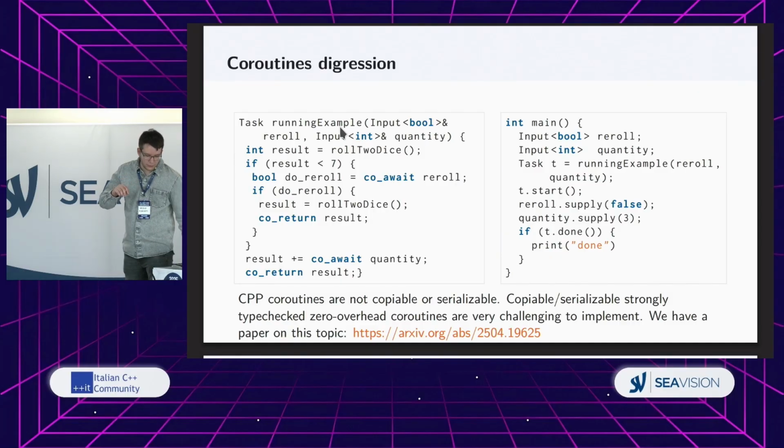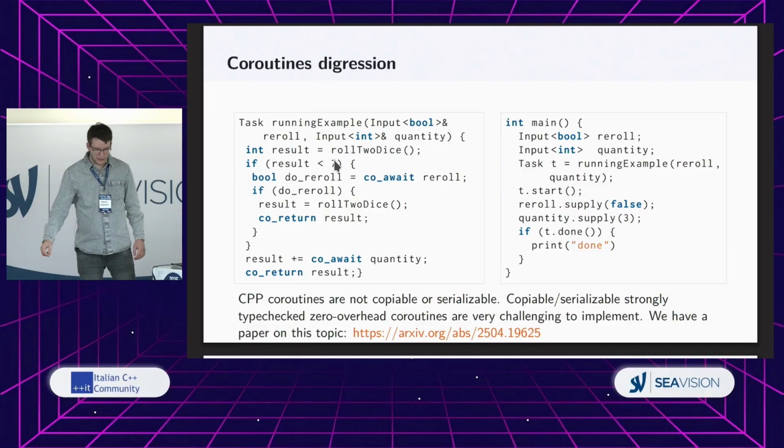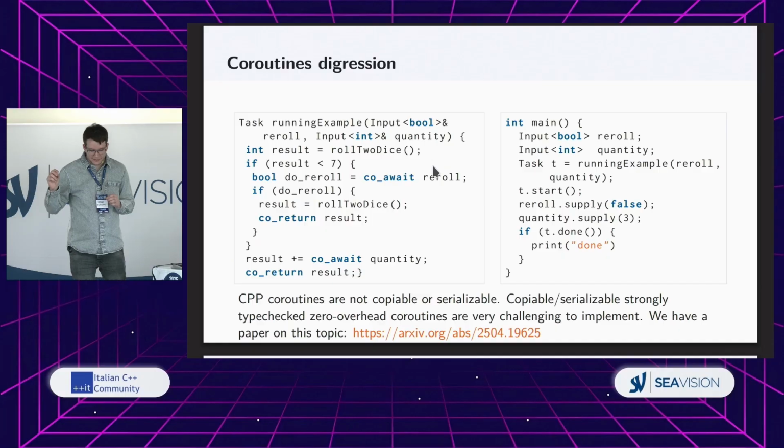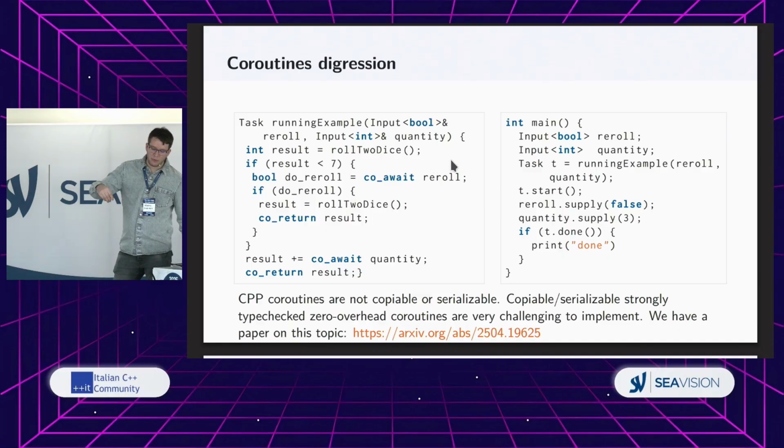When you start the running example, you will execute roll two dice. If the result is less than 7, you will co_await reroll. Co_await reroll means that you will stop the execution of the coroutine, and you will wait until someone from outside invokes reroll.supply. So you will go back to t.start. You will perform reroll.supply. You will pass false to the coroutine.